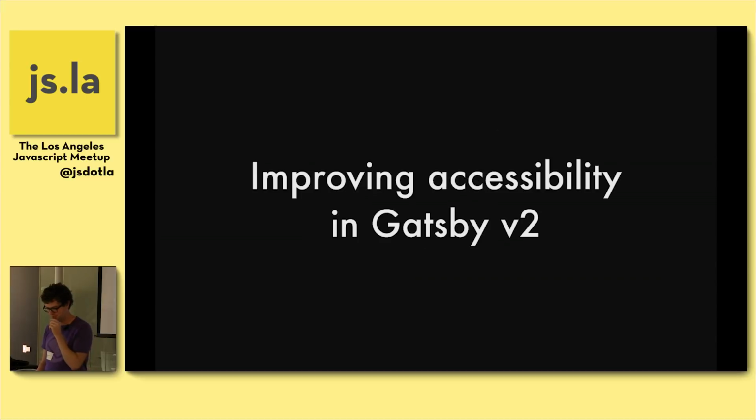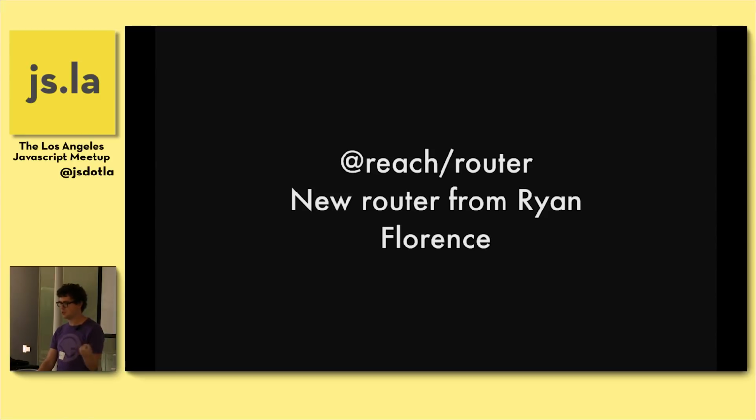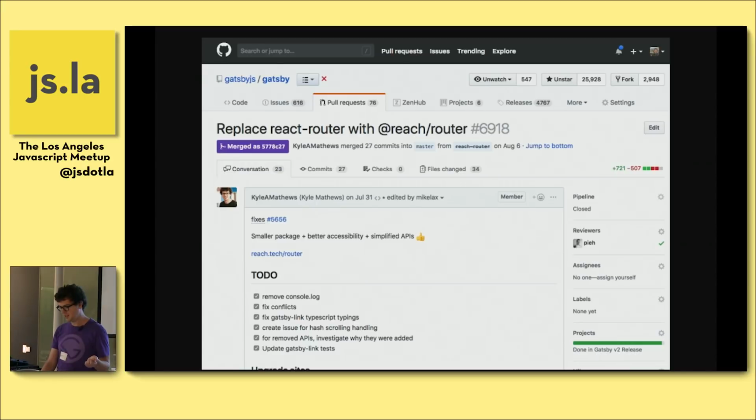We also care a lot about accessibility, and so we spent a bunch of time switching to a new router. Reach Router is a new router from Ryan Florence, who was also the co-creator of React Router. If you're in the React ecosystem, you know what that is. He wrote it because it fixes accessibility for screen readers, blind screen readers, for single-page apps, like React apps.